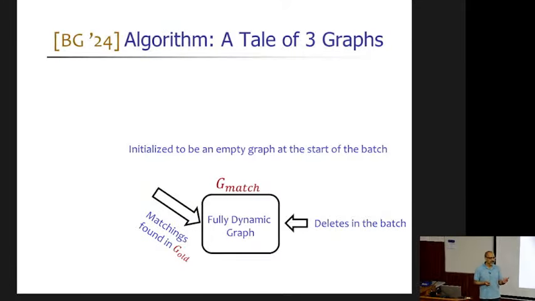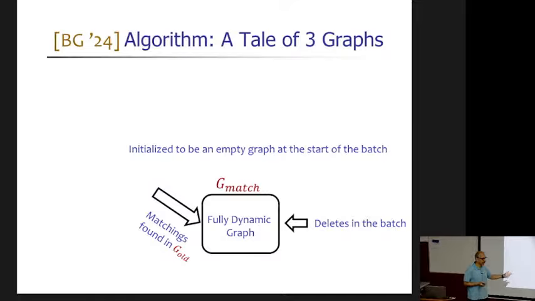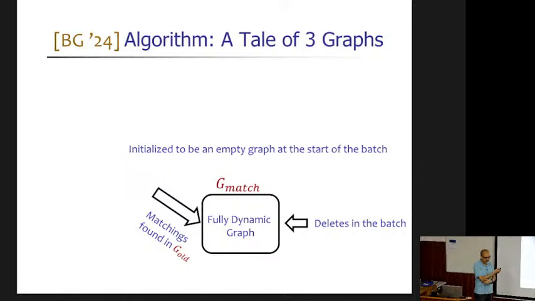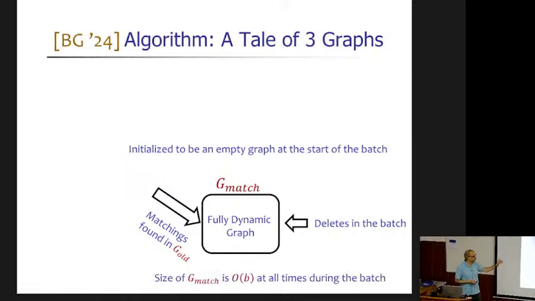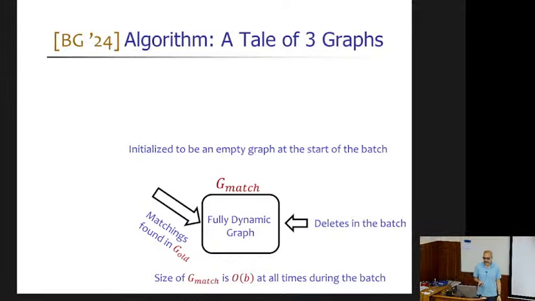So how many times can matchings be added here? B over n times you solve ISM instances, and every time you add a matching of size theta n. So B over n times theta n, this is going to be just order B. So this is also order B. So remember, G match and G batch are order B size. So you have some control on how big these graphs are. You have no control on how big G old is. Good.